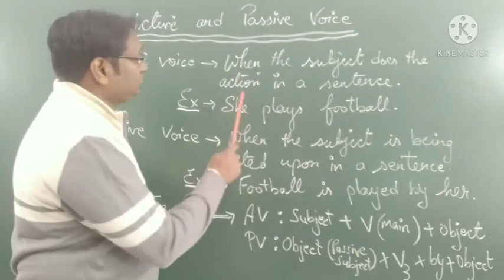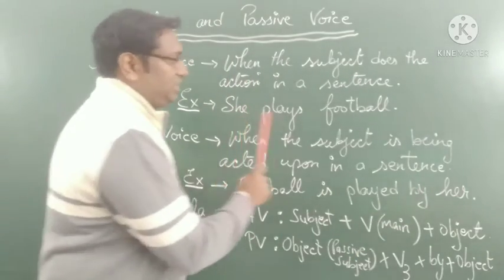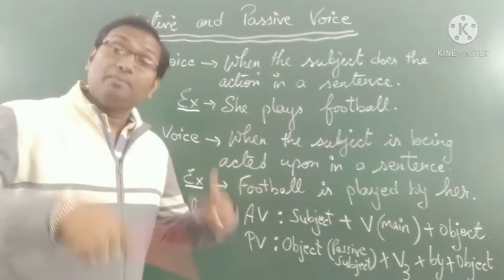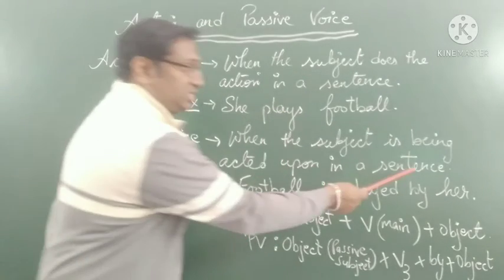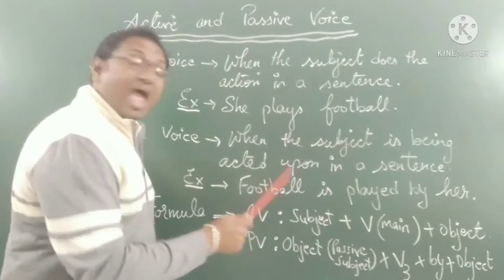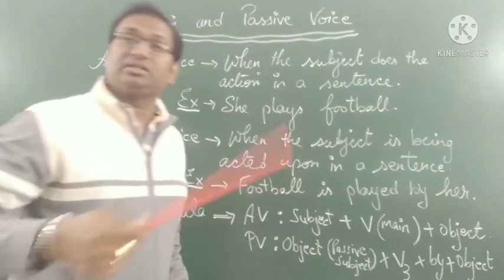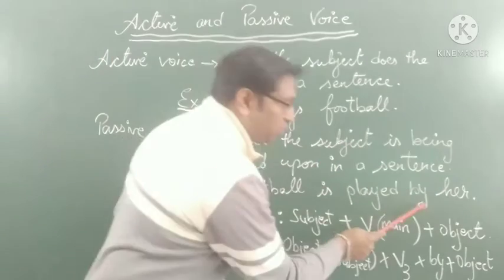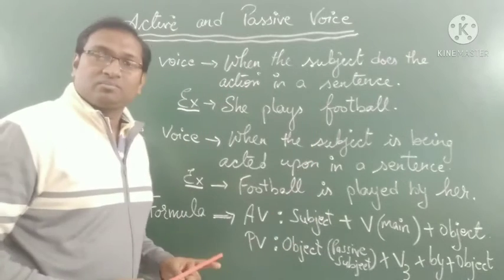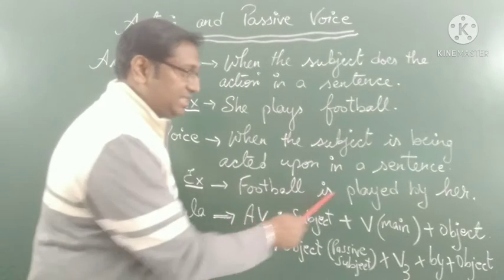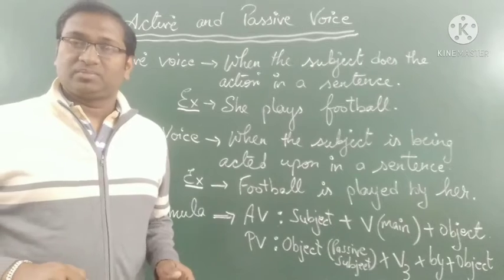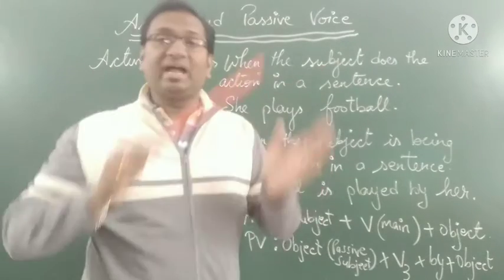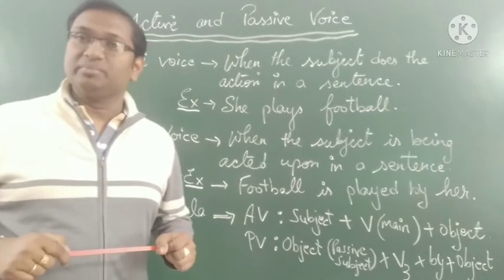Now over here in active voice, it is straightforward. She plays football. But while converting from active to passive, we are going to take the object first and then at the end we are going to write the subject by using the word by. Football is played by her. This is what active and passive voice mean.